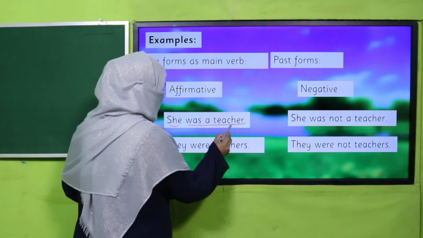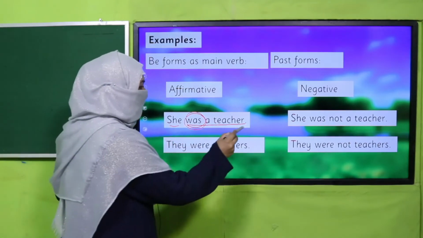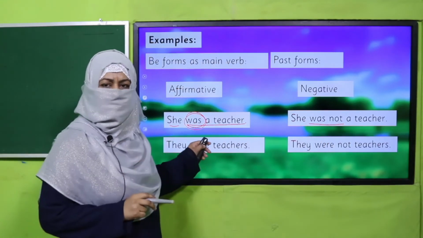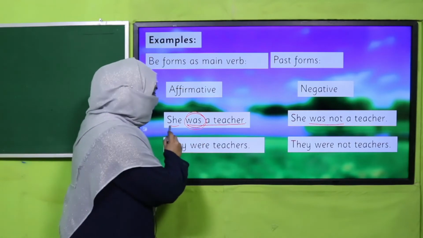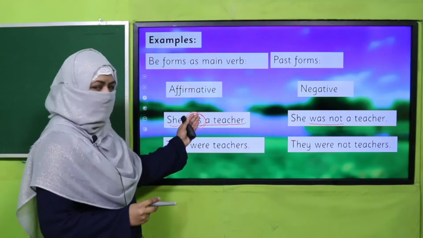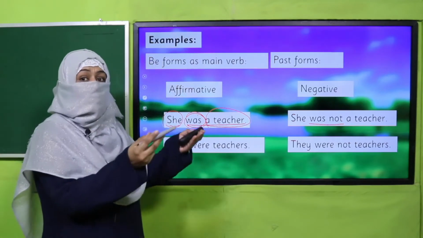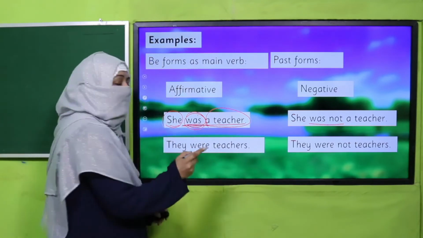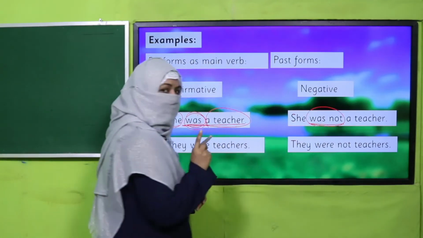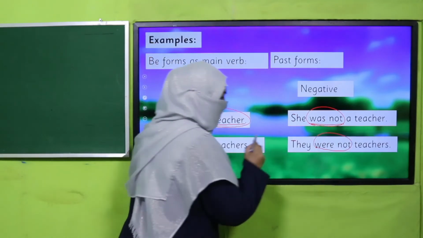She was a teacher. Now here the past form of be, was, is the main verb. She was not a teacher. Beta, there is another tip when you want to find out whether it is a main or helping verb. Find out if there is any other verb in this sentence. She was a teacher. Now if I cover this was, she is a pronoun. A teacher is a noun. So there is not any other verb. That's why this was is the main verb in this sentence. Okay. And she was not a teacher. It's a main verb. They were teachers. They were not teachers. Okay.